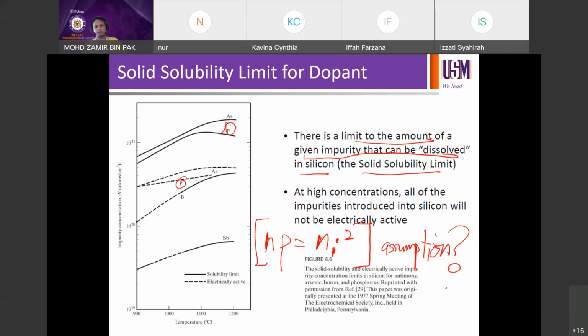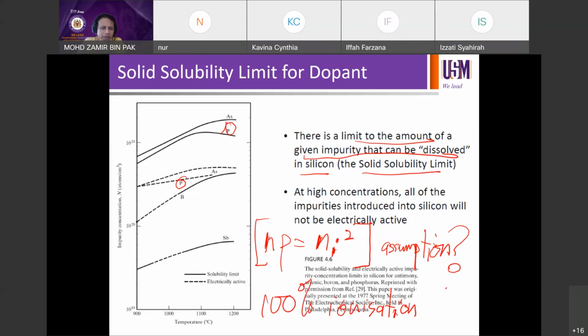What was our assumption? We assume all the dopants are ionized, 100% ionized. We assume 100% ionization. Meaning, whatever we incorporate into the silicon, say if you incorporate 5 times 10 to the 18 per centimeter cube, we are assuming that all the 5 times 10 to the 18 will be electrically ionized and they will be electrically active. In the real case, that's not the case.